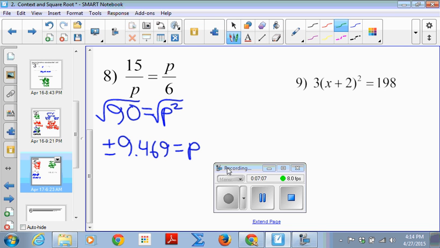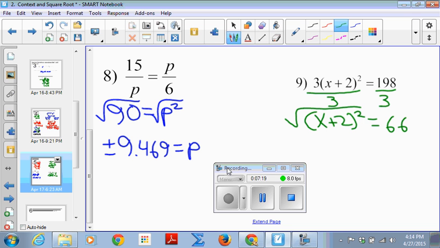And finally, number 9, we divide both sides by 3, as we saw above. This leaves us with 66 on the right side. We square root both sides. So x plus 2 is going to equal positive or negative 8.124.